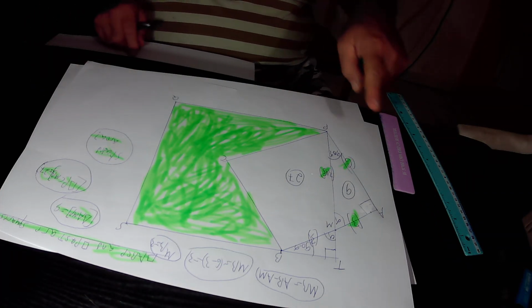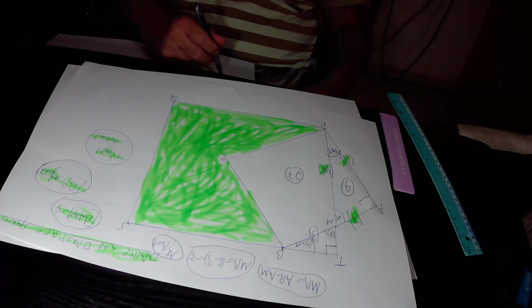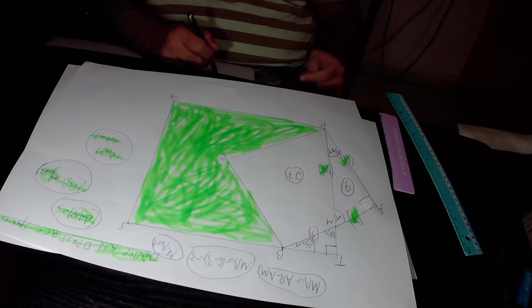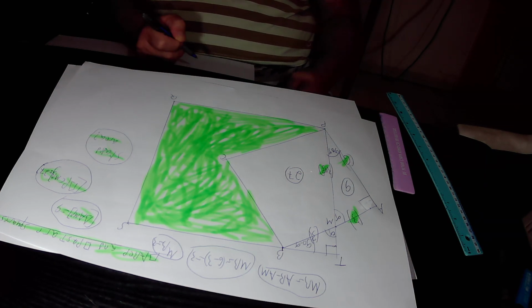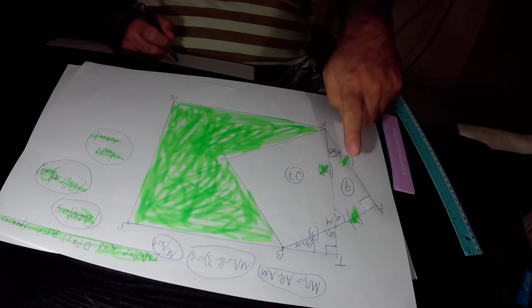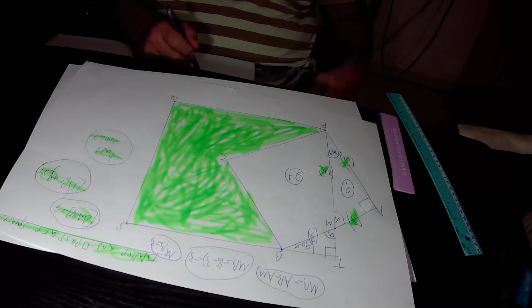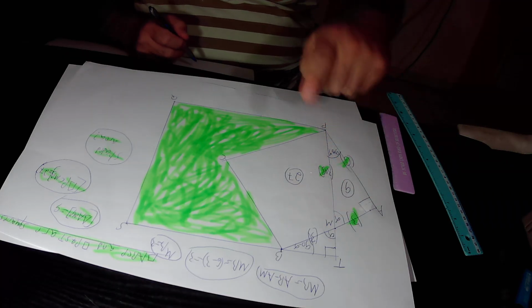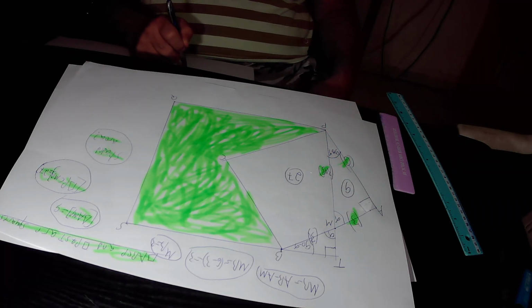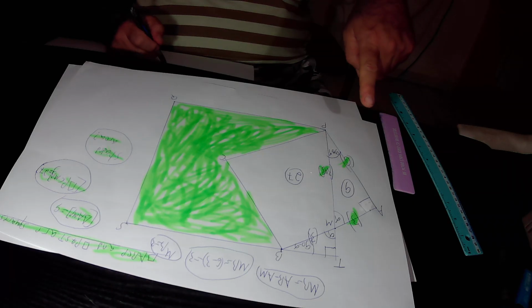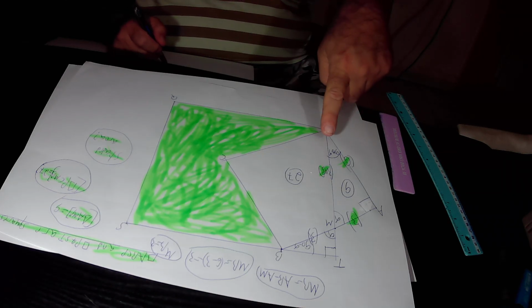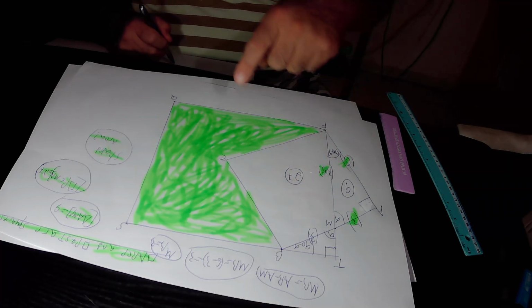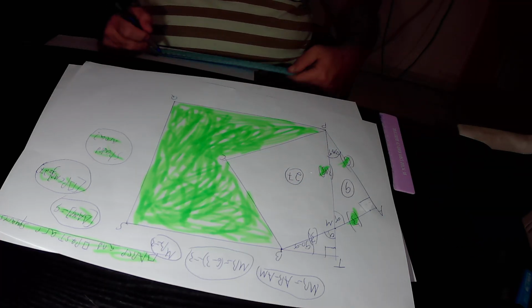AP is 6 over TB. TB is the missing side, so leave it as it is. And it is equal to AM. AM is 3 over TM. TM is the missing side, so leave it as it is. And it is also equal to MP. MP is 3 times square root of 5 over MB. MB is 3.